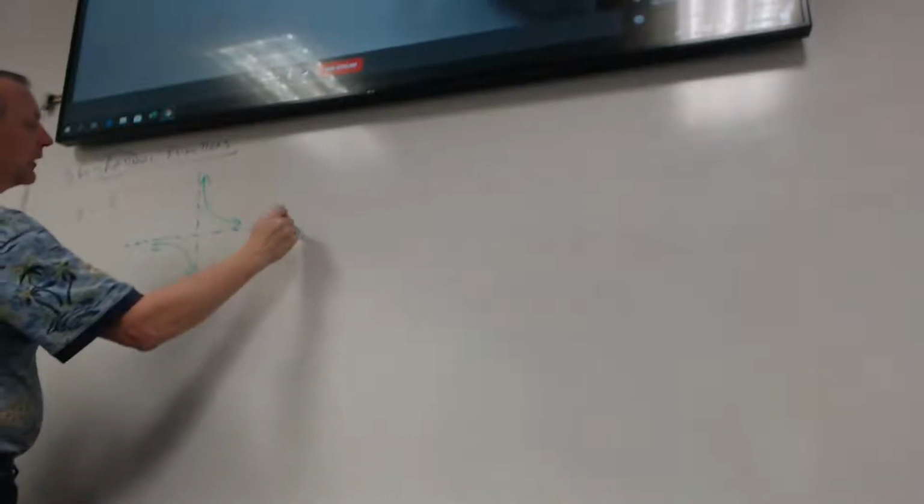And does it touch the axes? No, because it never equals 0. So it never touches either axis, right? So we have asymptotes here. This one's y equals 0. This one's x equals 0. Now let's talk about why there are asymptotes there.